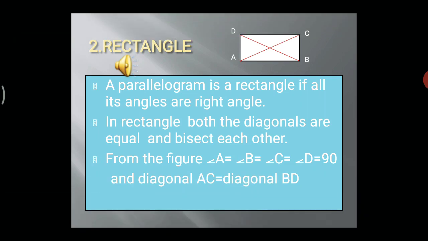Number 2 is rectangle. A parallelogram is said to be a rectangle if all its angles are right angles. Dear students, you should remember both the diagonals of a rectangle are equal and they bisect each other. A parallelogram ABCD is a rectangle if angle A, angle B, angle C and angle D are each 90 degrees. So we can say that the parallelogram is a rectangle.